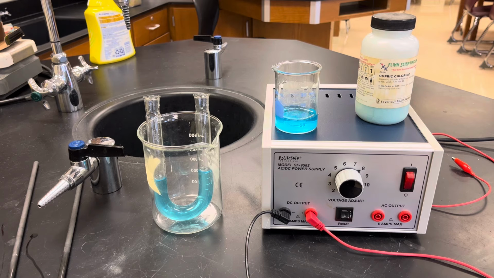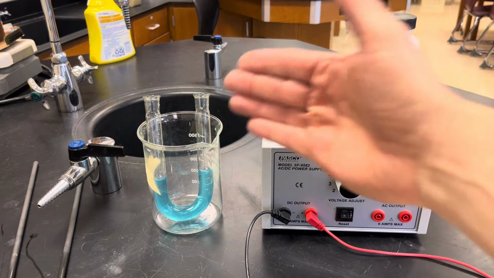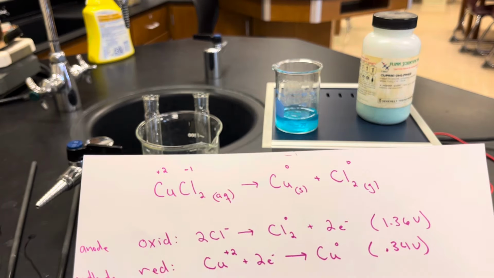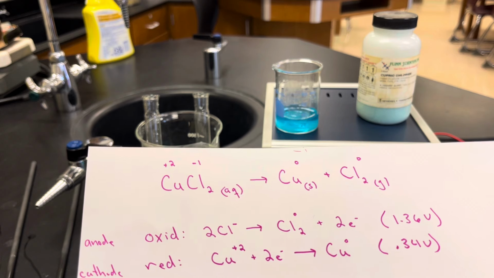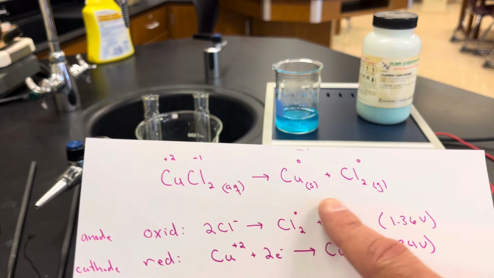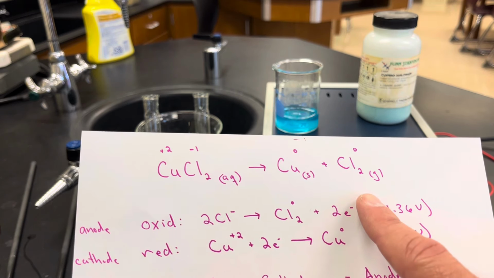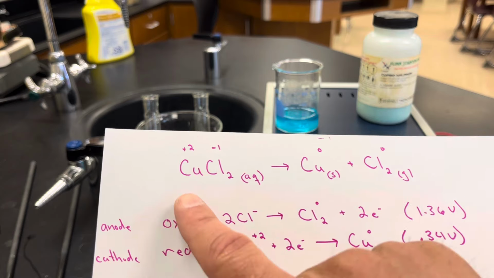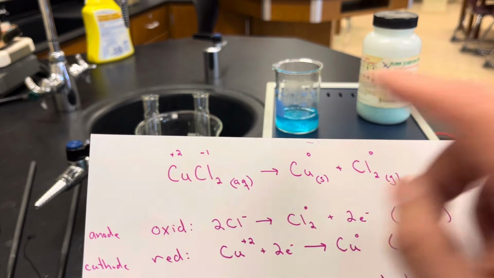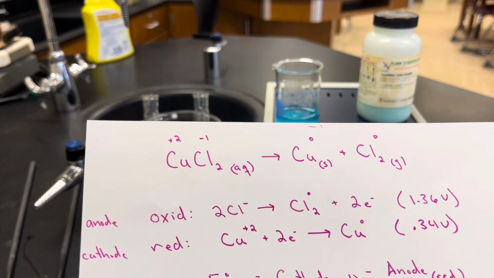In this video, we're going to talk about the compound copper chloride and how we can decompose it. So what I have here is a chemical reaction where copper chloride is actually being decomposed into copper and chlorine. Now remember, copper is going to be a solid and chlorine is going to be a gas, okay? And this copper is the +2 version, so sometimes we call that copper 2 chloride or cupric chloride.